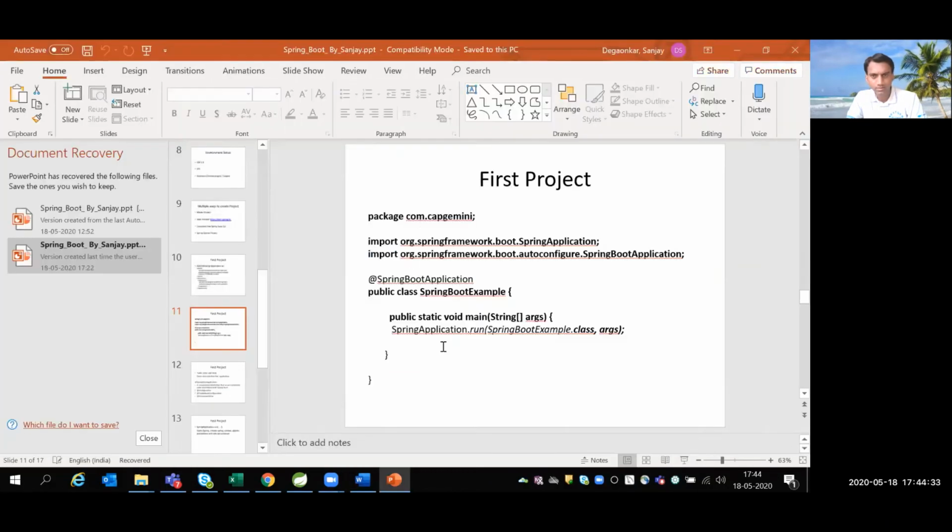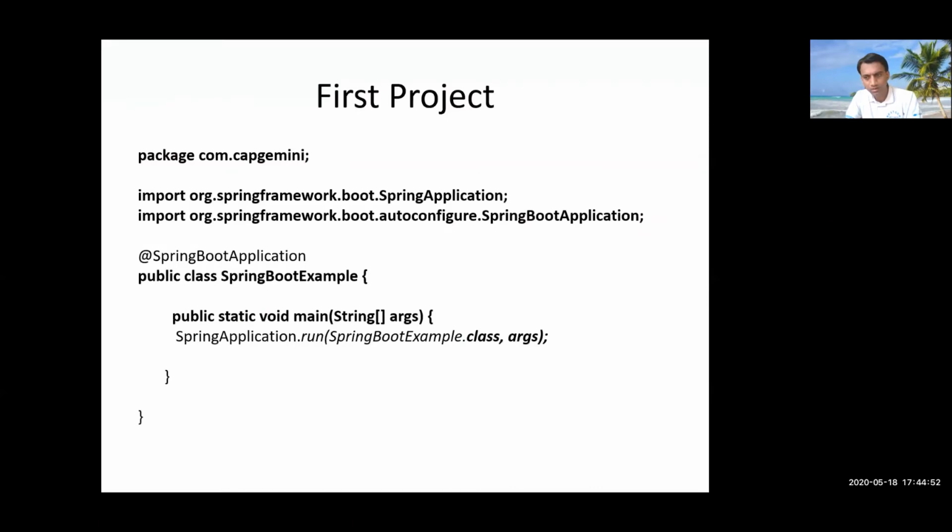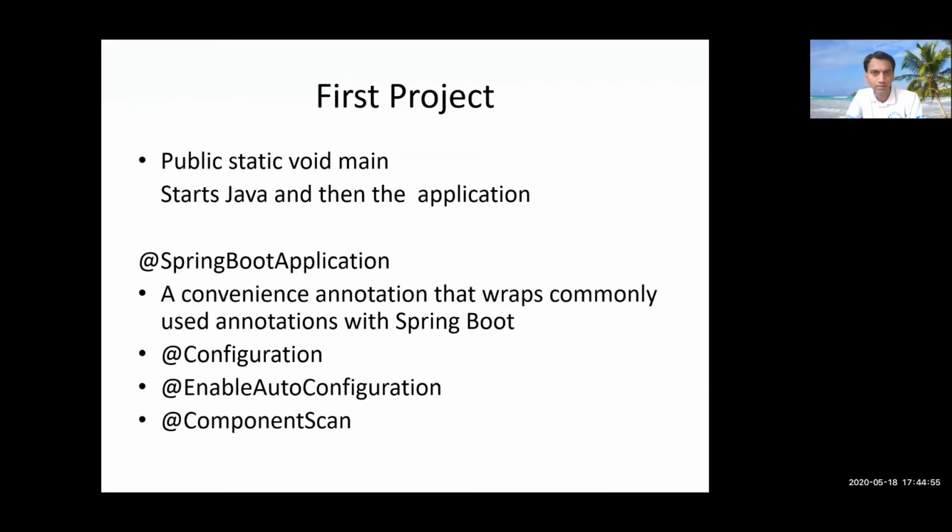The next line is SpringApplication.run. In the case of servlets, when the Tomcat server is started, the container is started. In the case of core Spring, when we create the object of application context, then the container is started. So here, when the SpringApplication.run method is executed, the container is started.